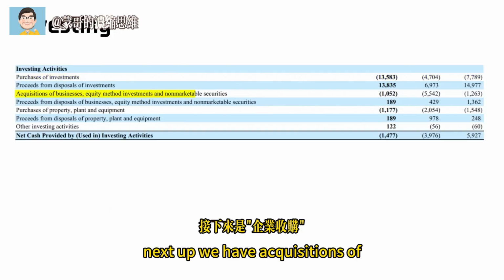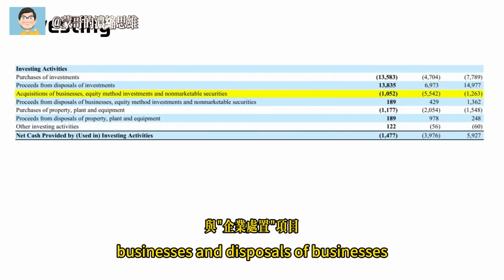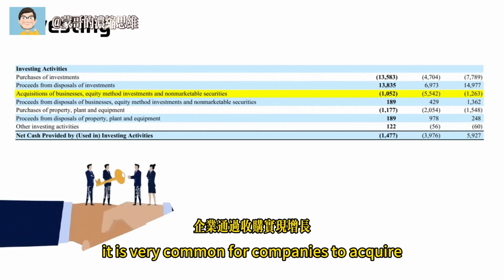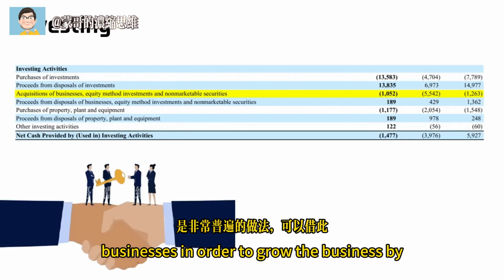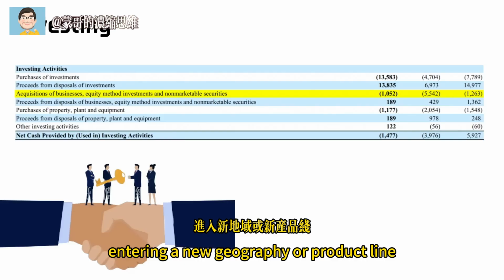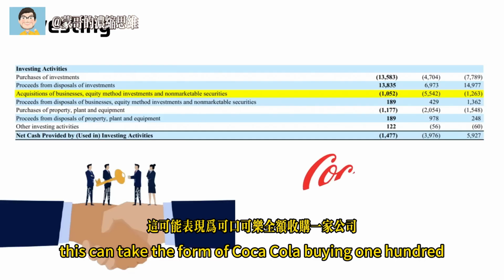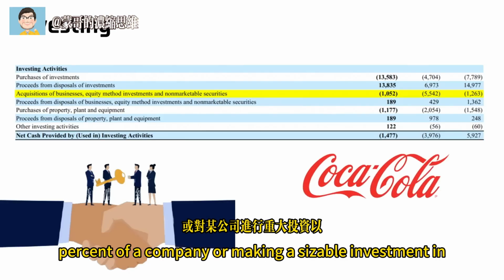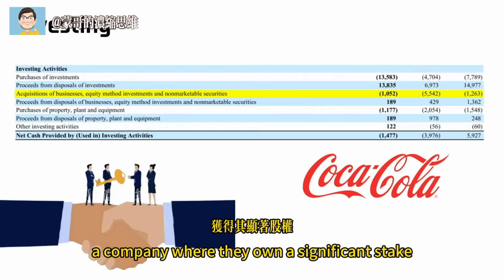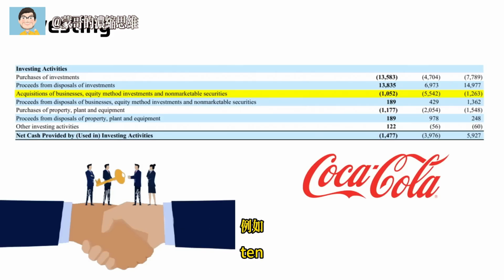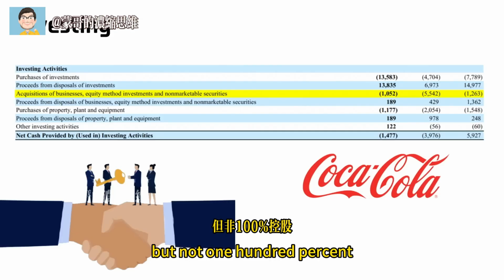Next up, we have acquisitions of businesses and disposals of businesses. It is very common for companies to acquire businesses in order to grow the business by entering a new geography or product line. This can take the form of Coca-Cola buying 100% of a company or making a sizable investment in a company where they own a significant stake. 10, 20, 30%, let's say, but not 100%.